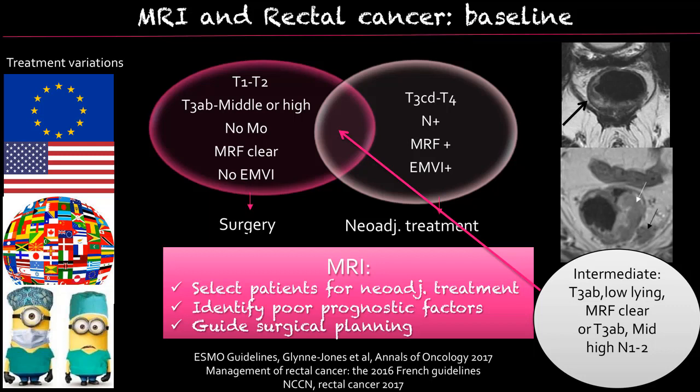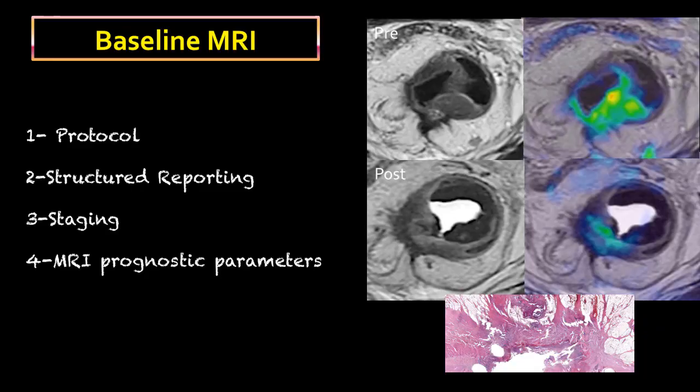Nevertheless, MRI is really important in this setting because it will evaluate all those prognosis parameters: the T staging, the location of the tumor, the N stage, the mesorectal fascia involvement, and the extramural vascular invasion. So in these few minutes, we will review the protocol, the need for structured reporting, the staging system, and the new quantitative MRI parameters we can use at baseline.